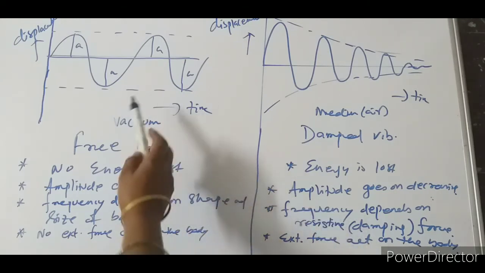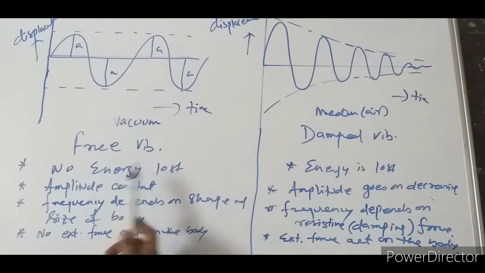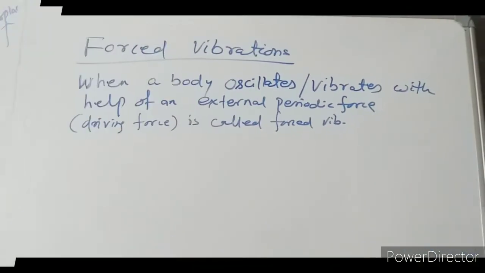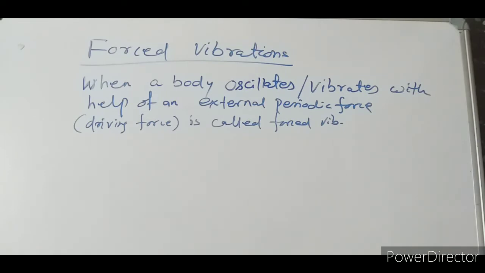Now here no external force is acting, that is why there is no energy loss and the amplitude remains constant. Here an external force is acting on the body. What is the external force? The resistive force or restoring force acting on the body. Now this is another type of vibration. See how we are analyzing different types of vibrations. First of all it was free vibration or natural vibration.